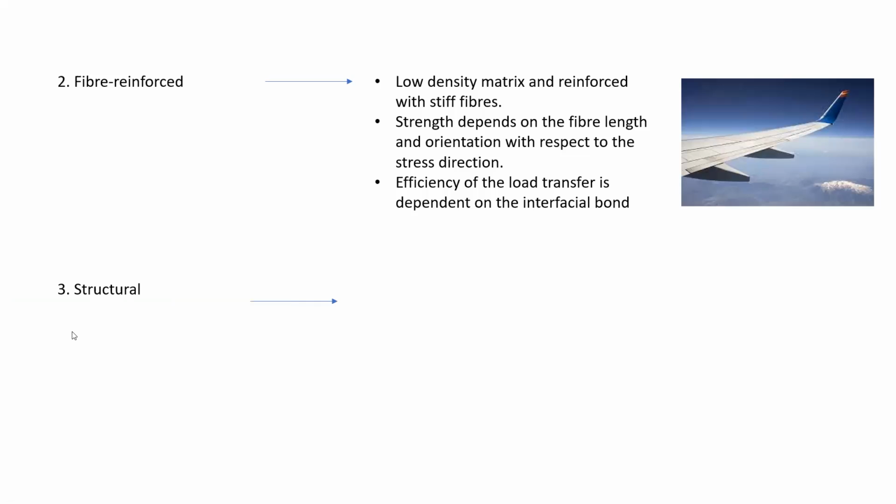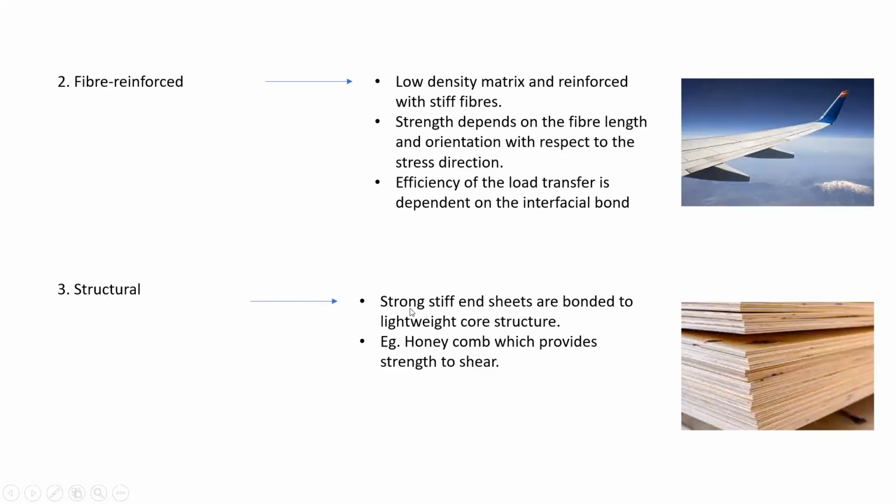And the last classification are structural ones. These include plywoods and all those kind of things. Generally, strong, stiff end sheets are bonded to a lightweight core. This is the case for honeycomb sheets, also the same for plywood sheets, which are stuck together in different orientations to give it strength in different planes. So these are the three main classifications, okay? We have particle reinforcements, fiber reinforcements, and structural. Any questions?